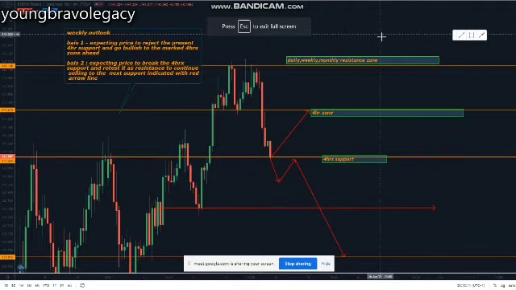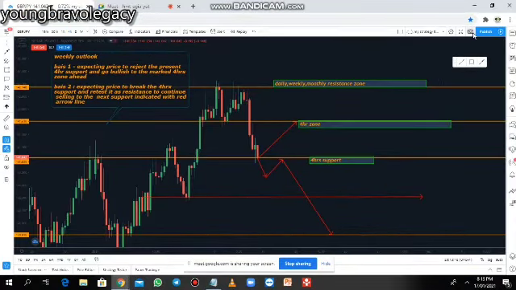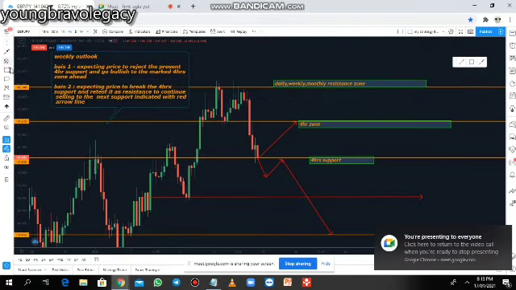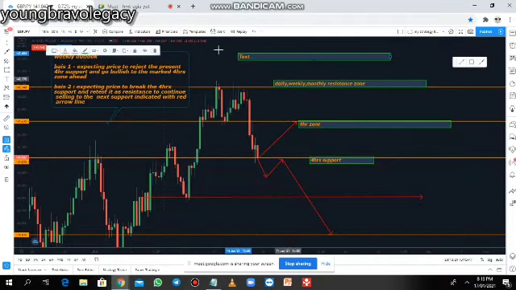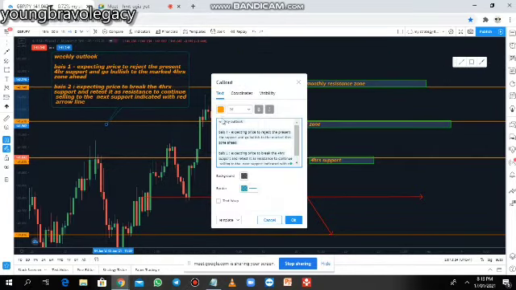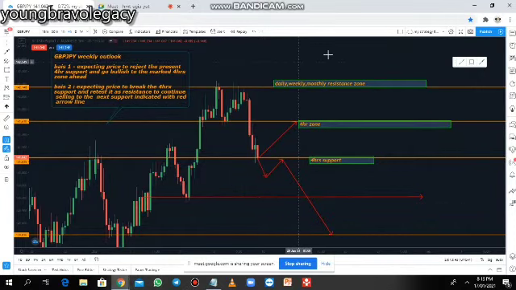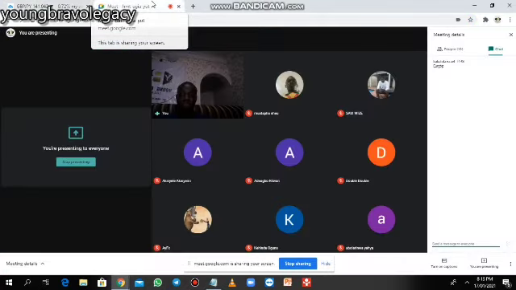Okay. I don't know why this is not working. I don't know why it's not working. So let me just use it. This is GBPJPY analysis. I don't know why it's not working. So let me do this. So GBPJPY weekly outlook. This is for GBPJPY. I hope everyone has understood.